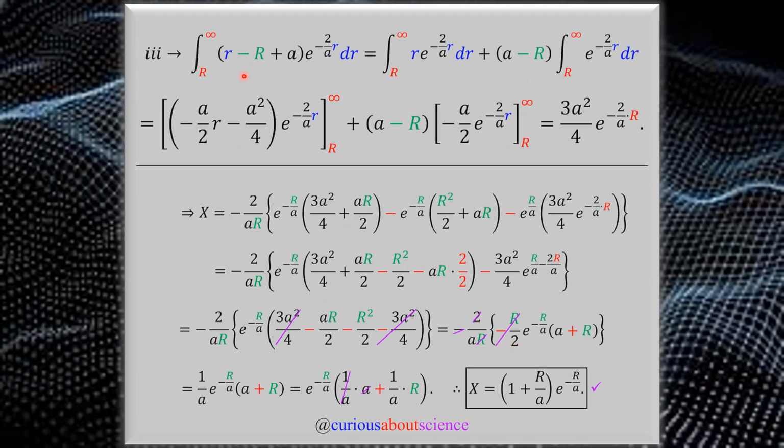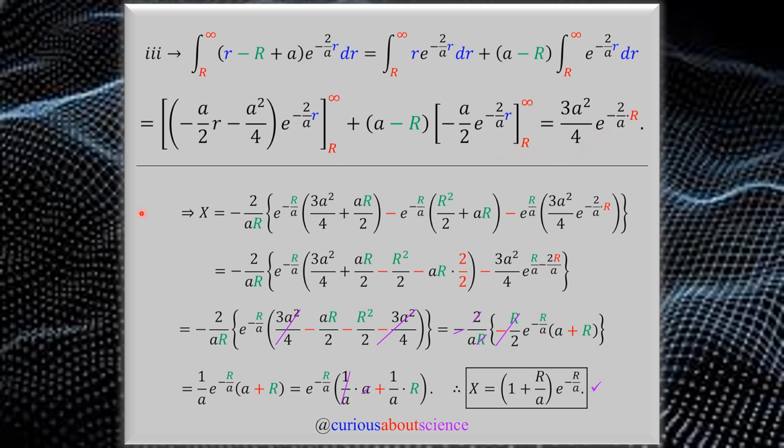Now on to the last one, where we have the r and then the a minus big R from R to infinity. Again, integration by parts here. U sub here evaluates to 3a squared over 4 e to the negative 2a times big R. So again, we're going to have to deal with that with distribution, and we'll be good to go.